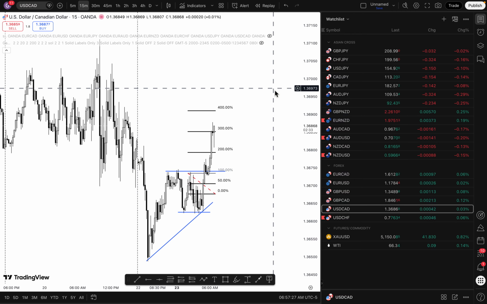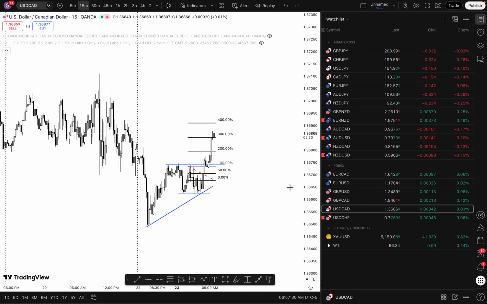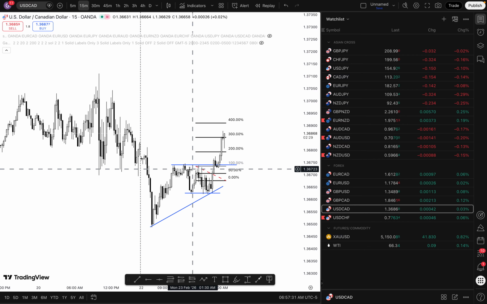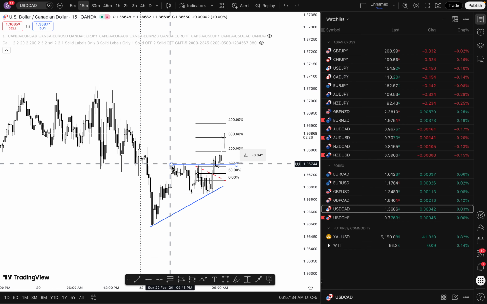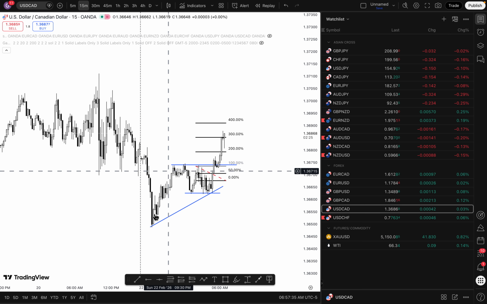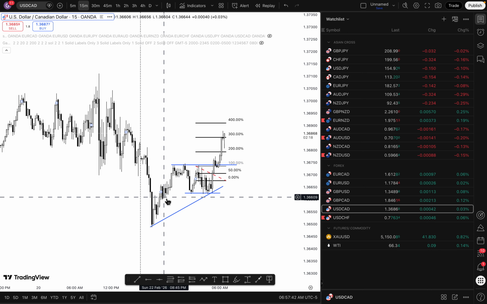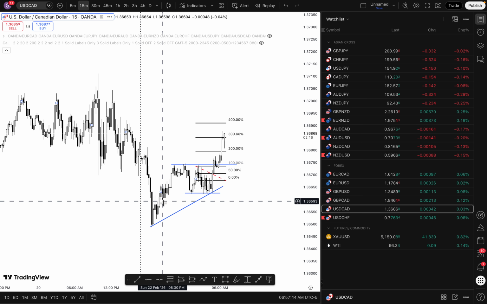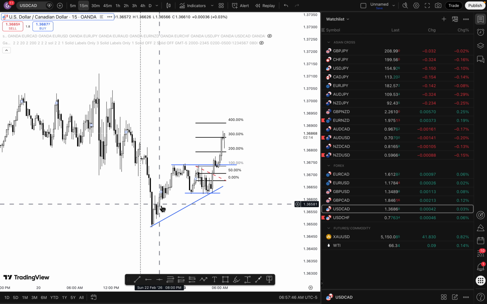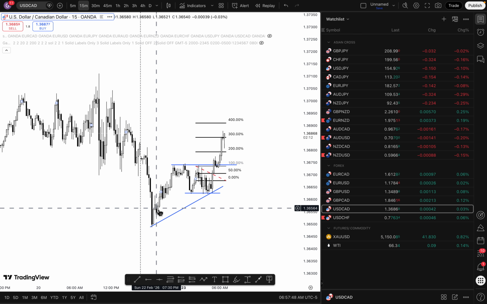So yes, this is the USD CAD trade taken today. We break out of our Asia high. This right here is Asia low. Around this area here, Asia low. Somewhere here, around 8 o'clock, that market opens up. So this is Asia low. We are inside of Asia.